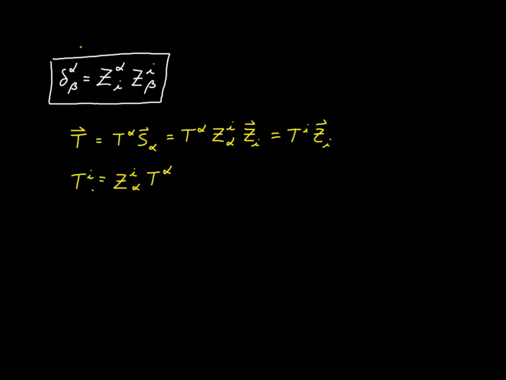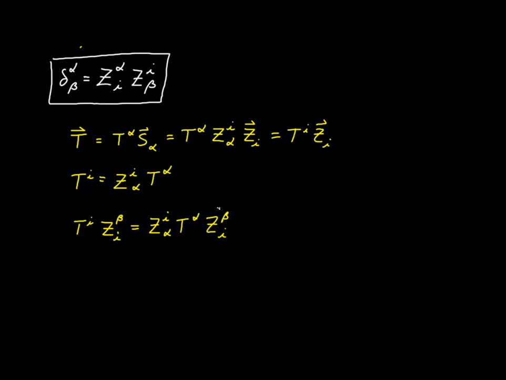Okay, now let's multiply both sides of this by the inverse of the shift tensor. So we'd have T_i times Z with i down here this time, and I can't use alpha, I've got to use a new letter, beta, and we'll multiply this by the other side as well. So Z^i_alpha T^alpha times Z^beta_i.